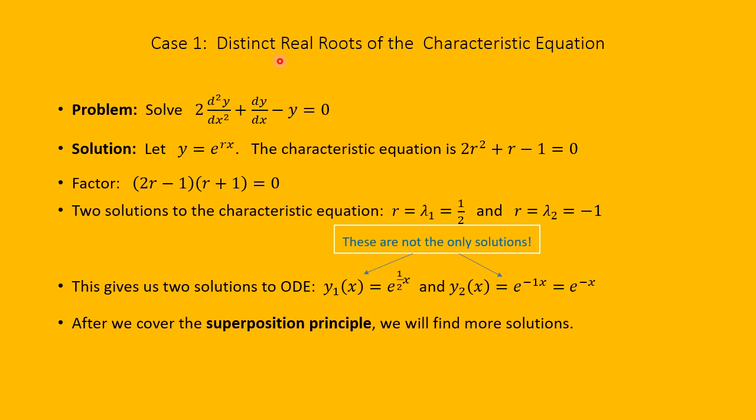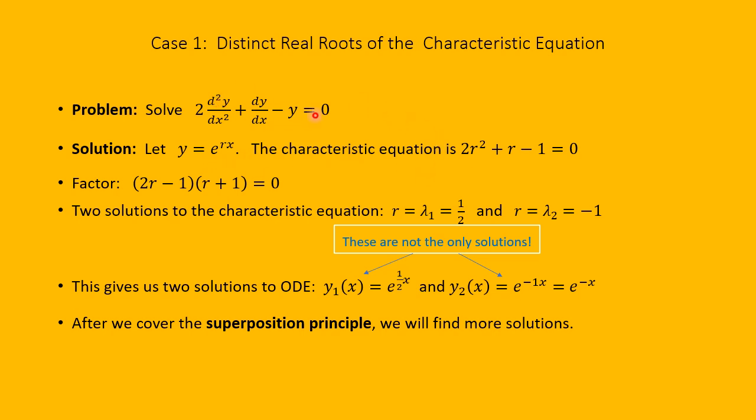So let's look at an example of the characteristic equation having two distinct, real roots. Let's solve this homogeneous linear differential equation: 2 times the second derivative of y with respect to x, plus the derivative of y with respect to x, minus y equals 0. We'll look for exponential solutions, so let's let y equal e to the rx.